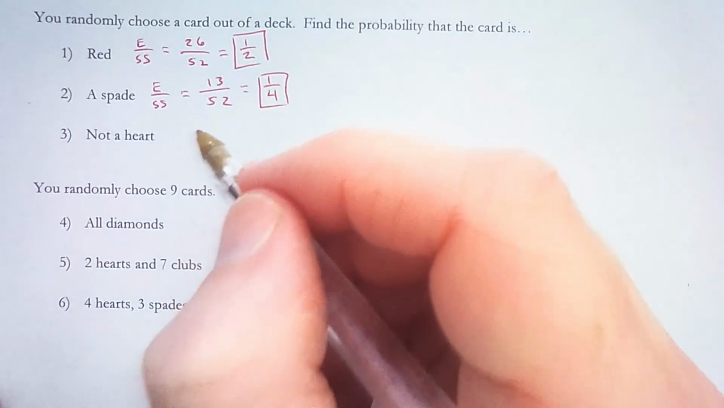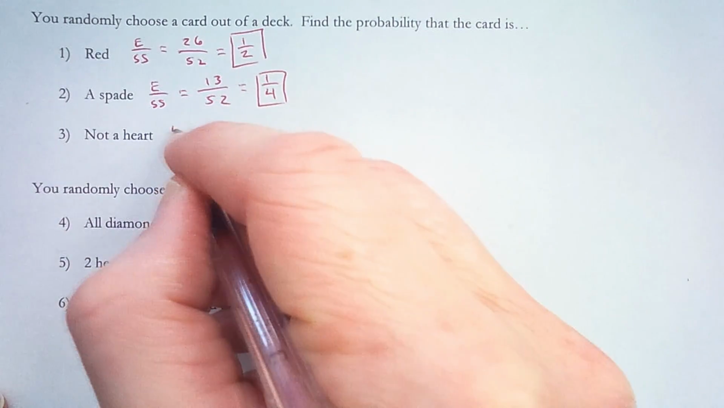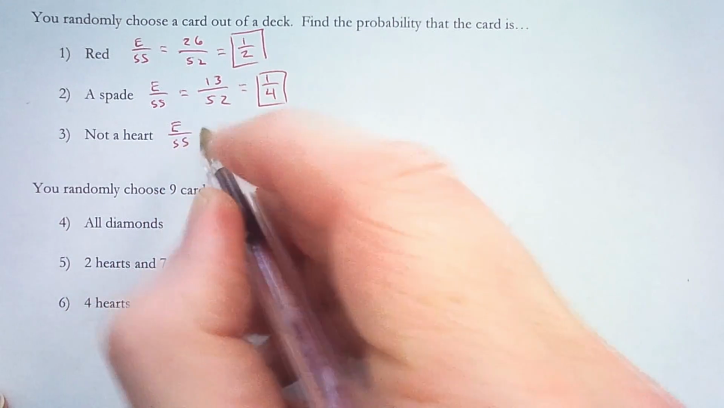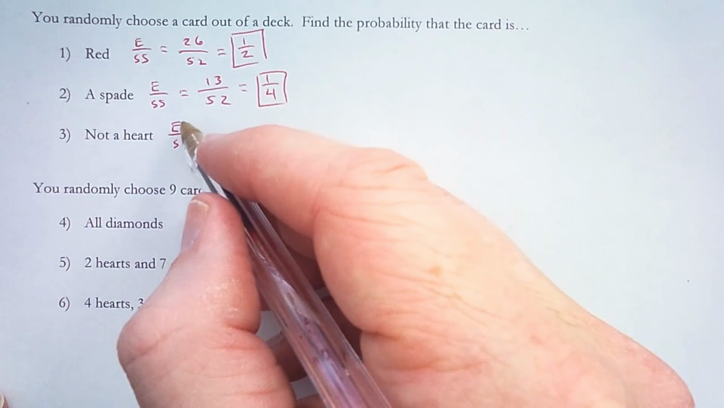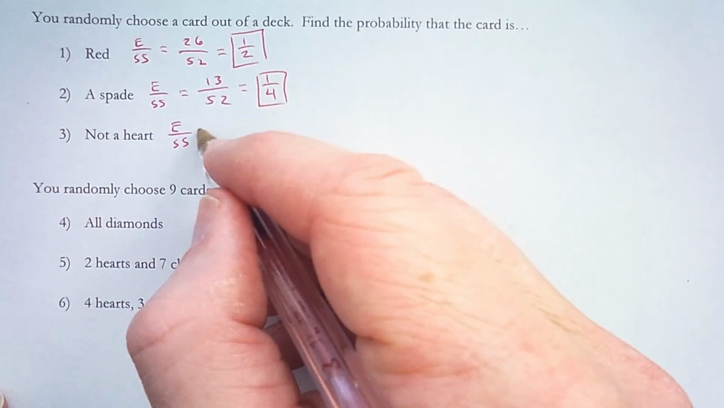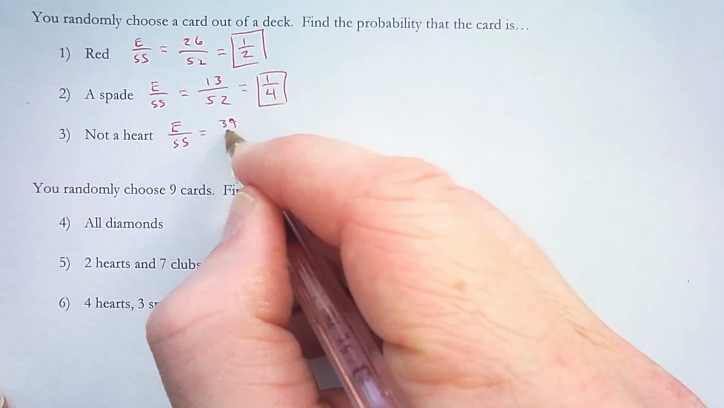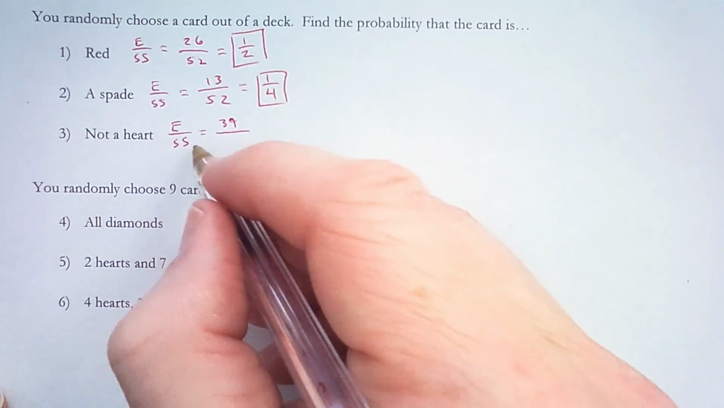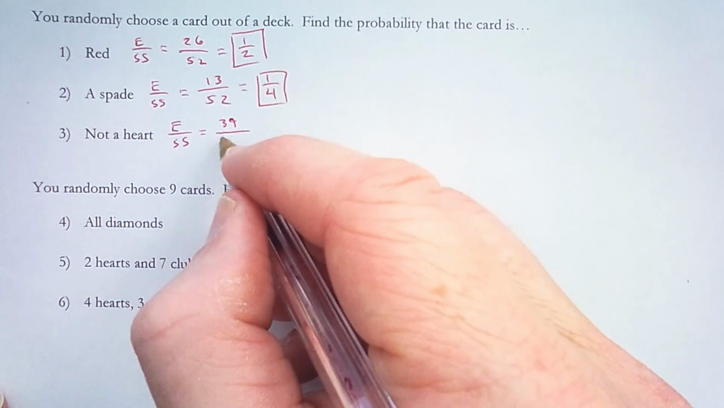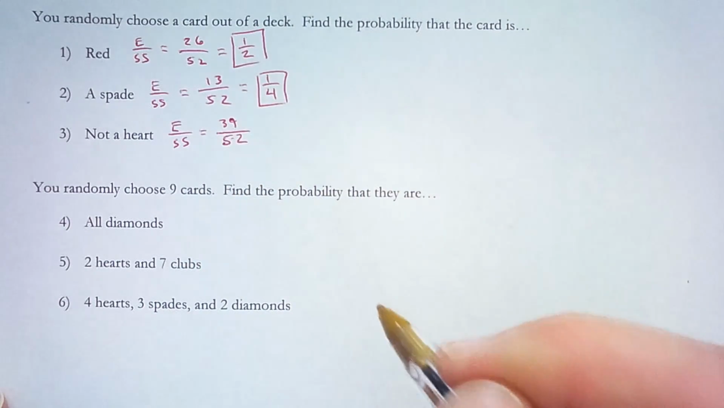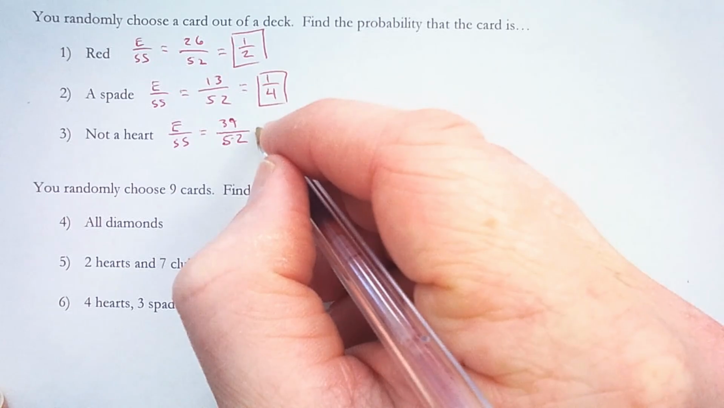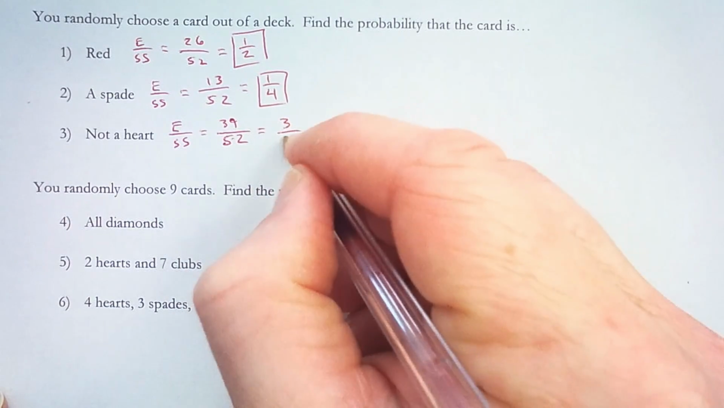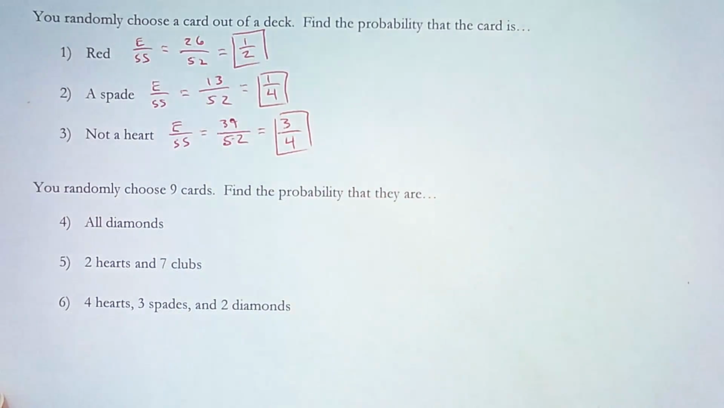Not a heart. So there are going to be 13 hearts, but the event is not the hearts, it's everything that's not a heart. Okay, so if we take 13 cards out of a deck, that leaves us with 39 that are not hearts. But the sample space is the fact that we could choose any of the 52 cards. What's the probability that we select something that is not a heart? That is 39 out of 52, or 3 out of every 4 cards that would be non-hearts.